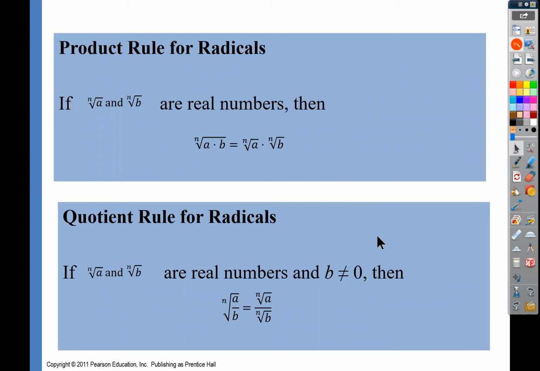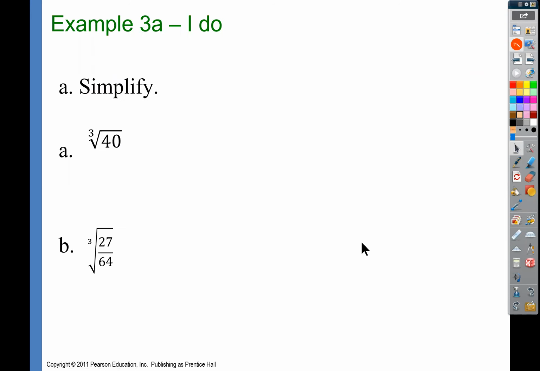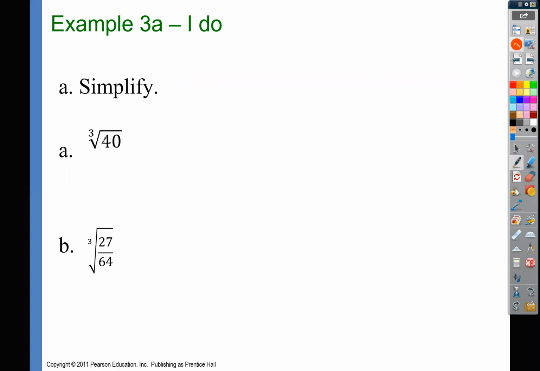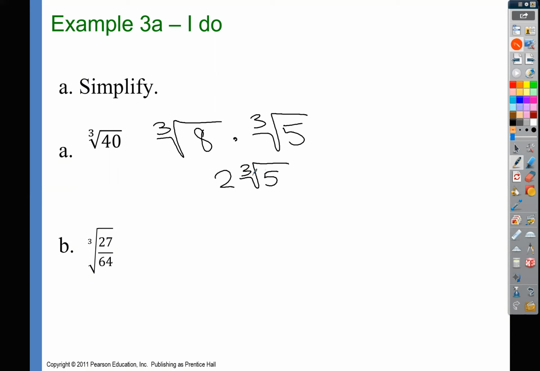All right, so now we're talking about product rules and quotient rules. So again, the same thing that we did before. This is just for any nth root. Okay, so now we're going to simplify the cube root of 40. Well, 40, there's nothing times itself 3 times that's going to give you 40. So you have to think, what are factors of 40 that are perfect cubes? So 8 is a perfect cube. What is the cube root of 8? 2. So you're at 2 times the cube root of 5 is your final answer.